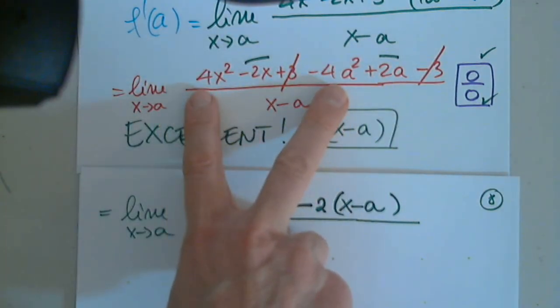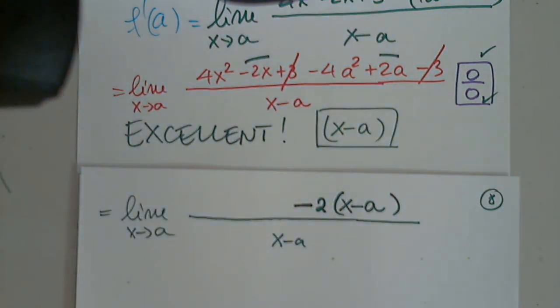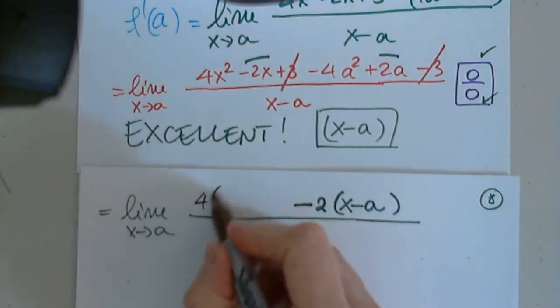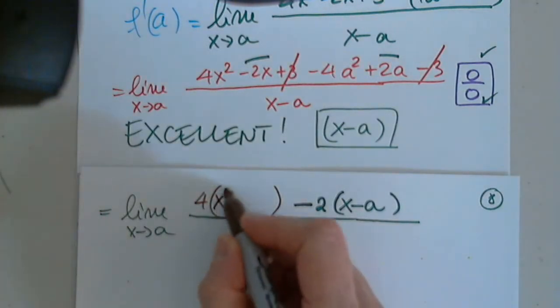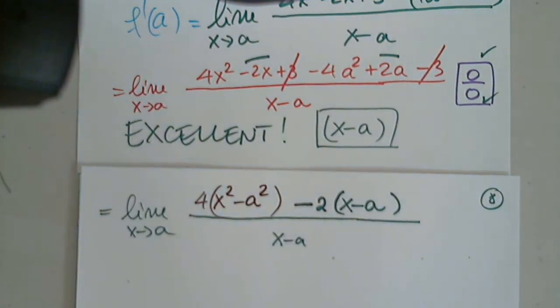What do I do here? You could take out the 4. Oh, very good. So that's our starting point. What is left in parentheses? Great job. Thank you, Mickey. X squared minus a squared. Good. What is the next step?